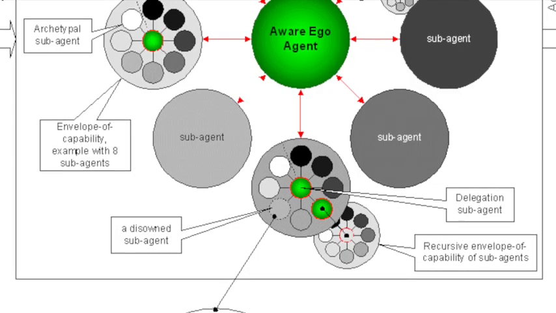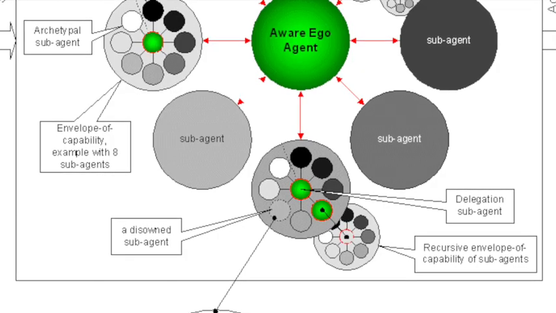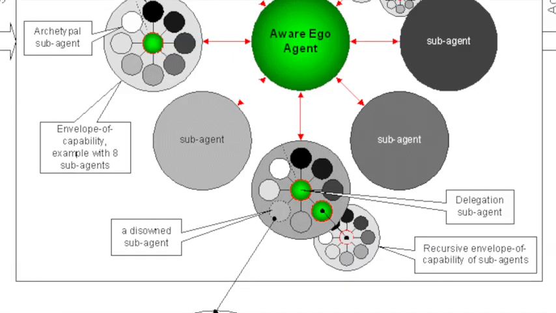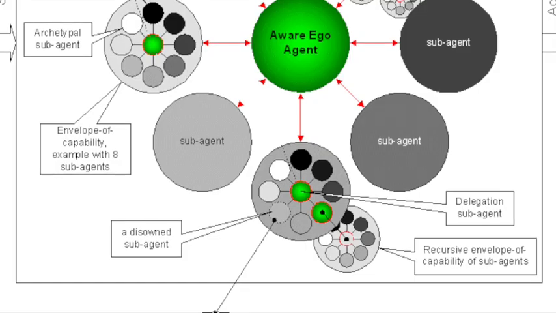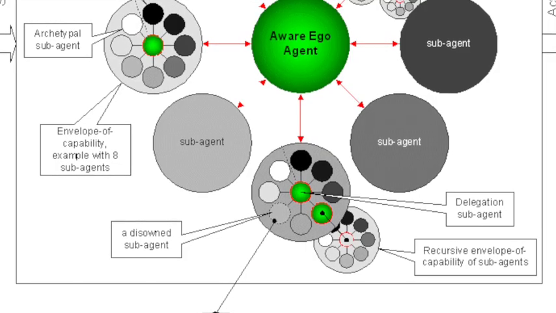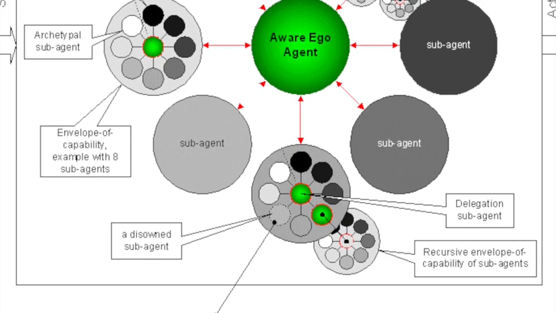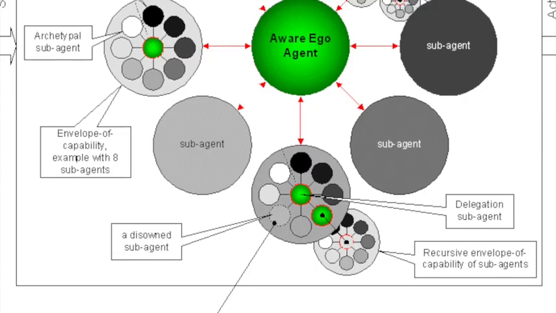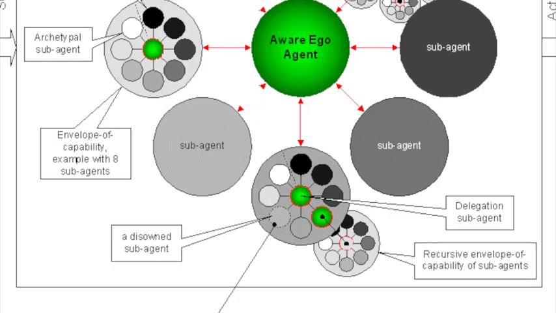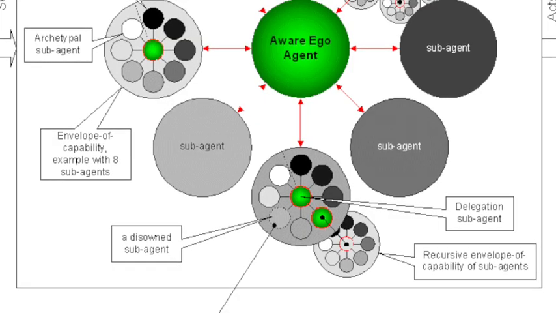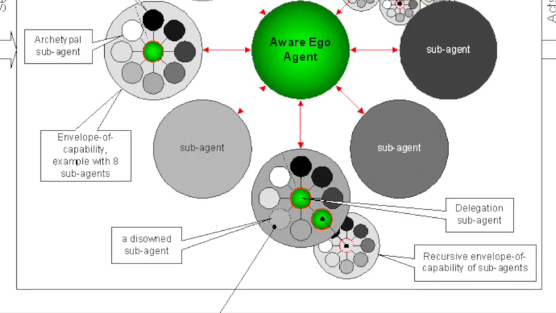Exactly. But who's making the call? Who's deciding which subagent gets to step up to the plate? That's where the aware ego comes in. It's like the executive decision maker, the conductor of this whole internal orchestra of subagents. You can think of it as the most self-aware part of the agent, the one that can assess the situation and decide which subpersonality is best suited for the task. So the aware ego is like the ultimate multitasker, constantly juggling all these different subagents and making sure the right one is in control at the right time. Exactly.